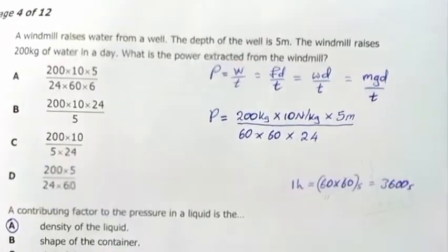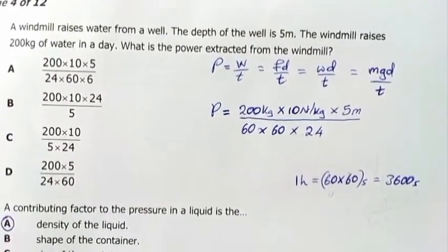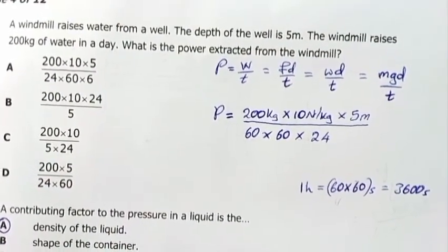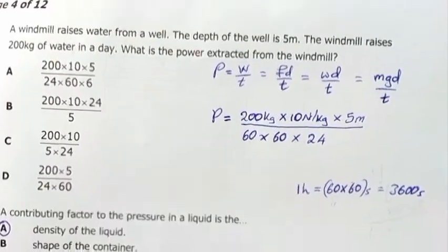Question 9. A windmill raises water from a well. The depth of the well is 5 meters. The windmill raises 200 kgs of water in a day. What is the power extracted from the windmill?